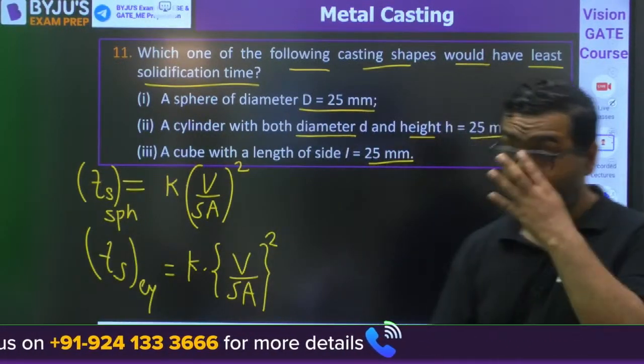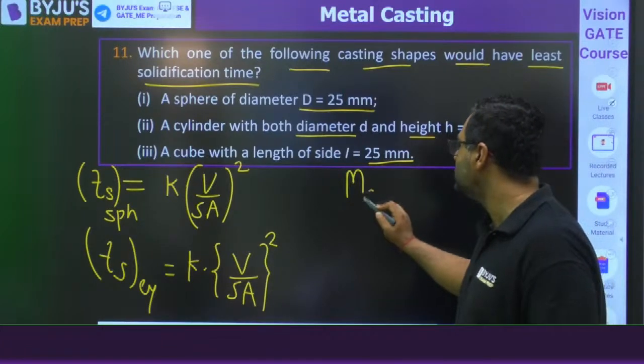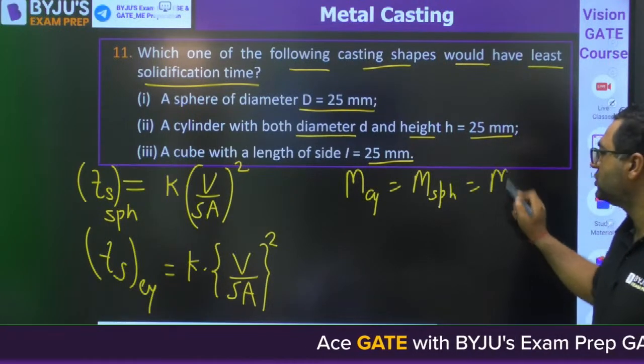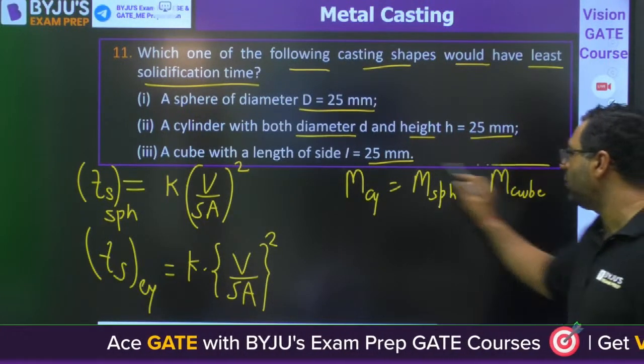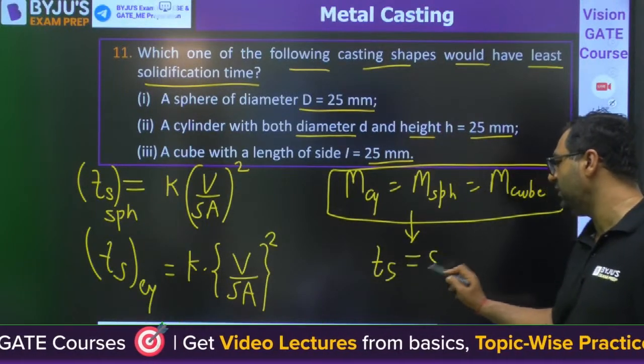Very good, Utkarsh. So when you solve it, you will get the modulus of the cylinder, the modulus of the sphere, and the modulus of the cube. All will come out equal. Because of that, you will say the solidification time will be the same for all.